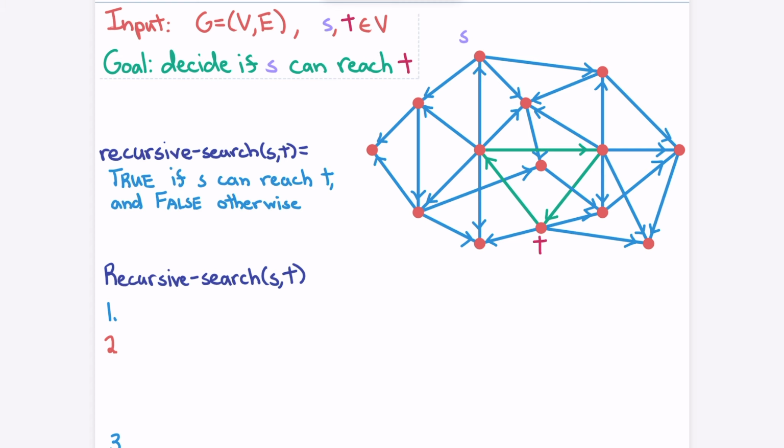Yeah, so this one we'll just do something that returns true or false. True if S can reach T, false if not. Okay. And again, from first principles, how might we implement it? So down below, I've already started out a recursive search from S to T.